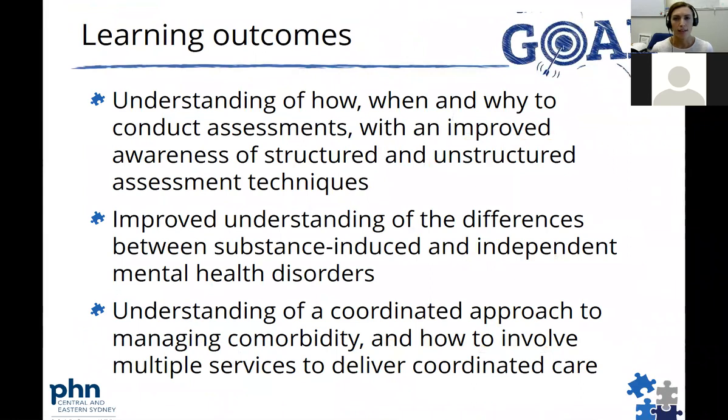So before we get started, I wanted to quickly run through the learning outcomes of tonight's webinar. And these are to have an understanding of how, when and why to conduct assessments with an improved awareness of structured and unstructured assessment techniques, have a better understanding of the differences between substance-induced and independent mental health disorders, and have a better understanding of a coordinated approach to managing comorbidity and how to involve multiple services to deliver coordinated care.